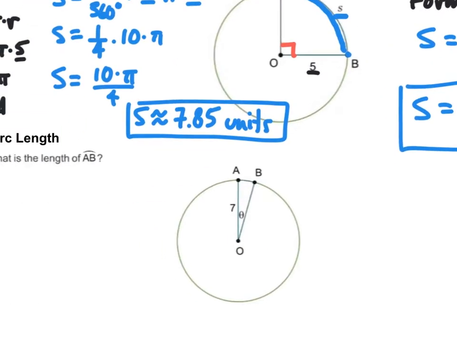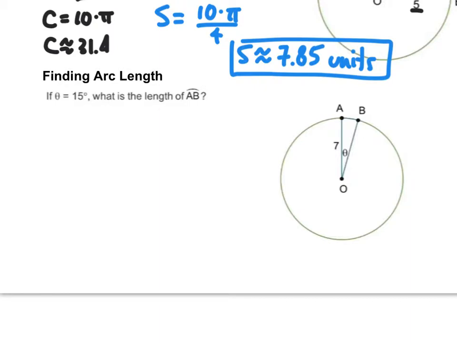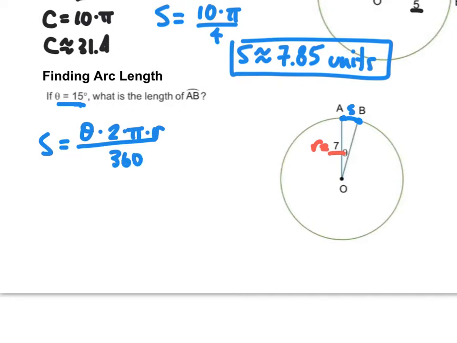Now let's apply this to the problem here. If theta is equal to 15 degrees, what is the length of AB? So we want to find this arc length between A and B. My radius is equal to 7, R is equal to 7, and theta equals 15. So using my formula for the arc length S, that's theta times 2 times pi times your radius, all divided by 360 degrees.